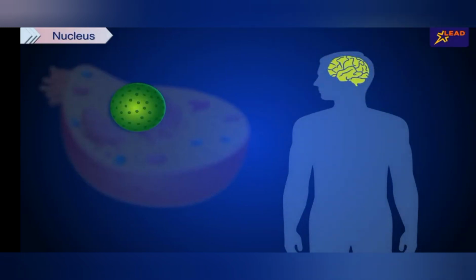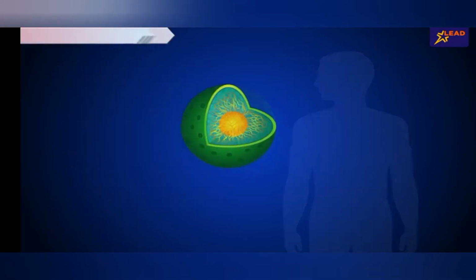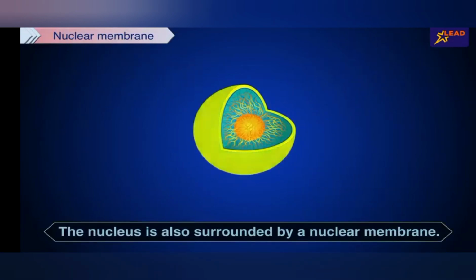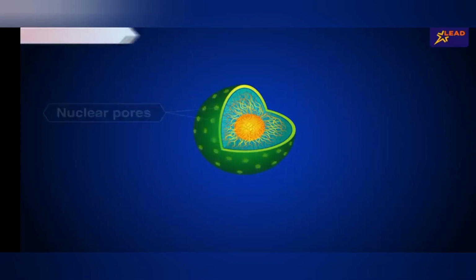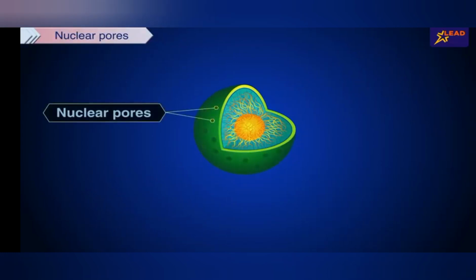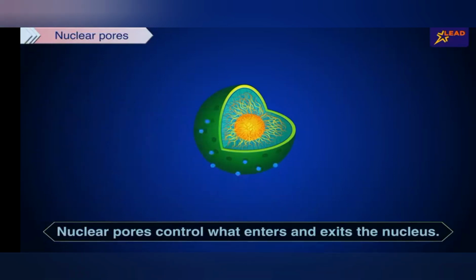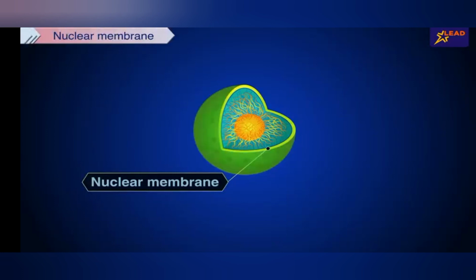Just like the brain tells the different body parts what to do, the nucleus tells the different organelles present in the cell what to do and how to do it. Just like the cell, the nucleus is also surrounded by a nuclear membrane. This is a double membrane with pores called nuclear pores. These pores control what enters and exits the nucleus. The nuclear membrane separates the nucleus from the cytoplasm.